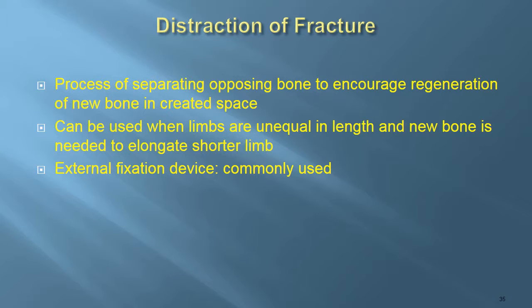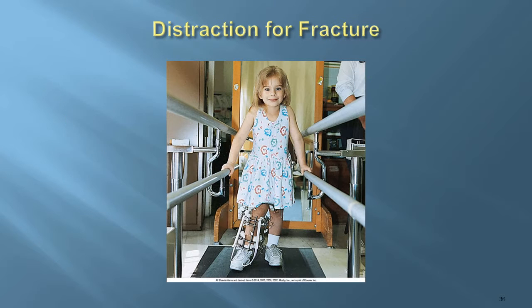Distraction of fractures is a process of separating opposing bone to encourage regeneration of new bone in the created space. It can be used when limbs are unequal in length and new bone is needed to elongate a shorter limb. An external fixation device is commonly used. This is a child with an external fixation device used for distraction for fracture.